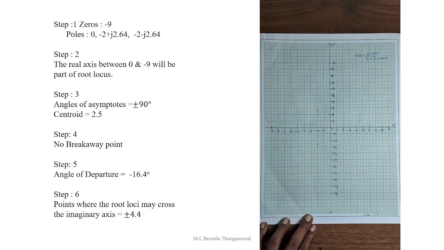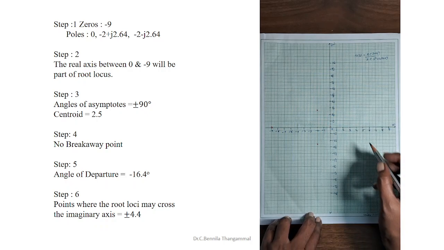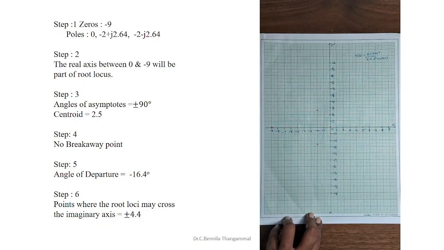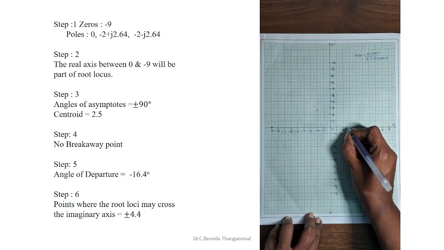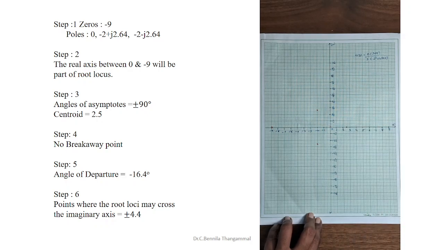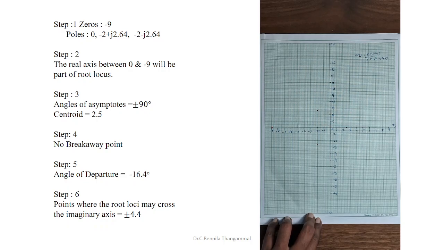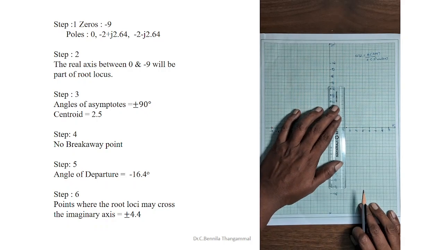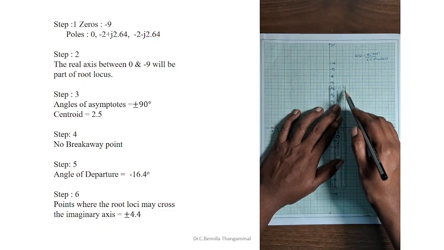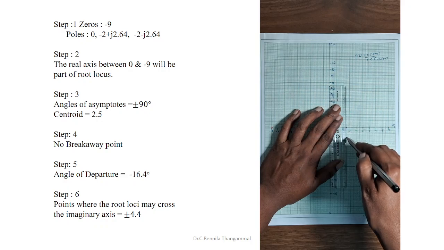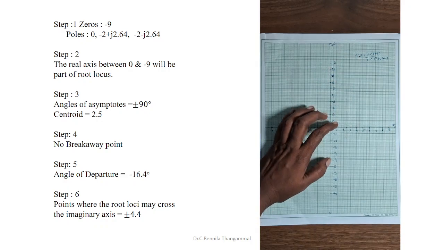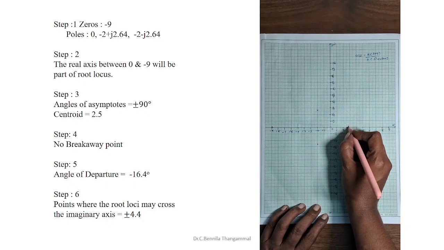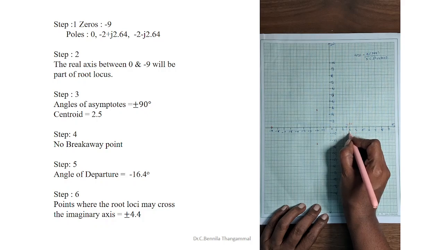In step 3, we find the centroid and the angle of asymptotes. We have found the centroid as minus 2.5, so mark this point. The angle of the asymptotes is plus or minus 90 degrees, so I will mark the asymptotes here. 90 degrees is a straight vertical line. Using dashed lines, I mark the centroid and then the asymptotes: this is your 90 degrees and this is your minus 90 degrees.